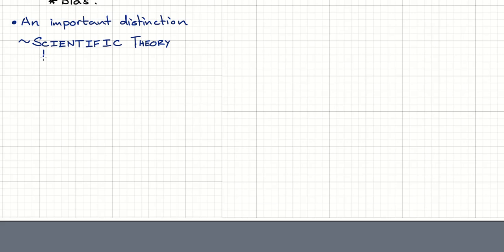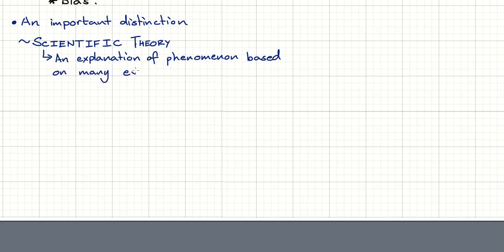When we look at a scientific theory, my definition coming right now: a scientific theory is an explanation of a phenomenon, which is just all these natural events, whatever it might be, based on many experiments and observations. I'm going to put a slash because it could be one or the other.